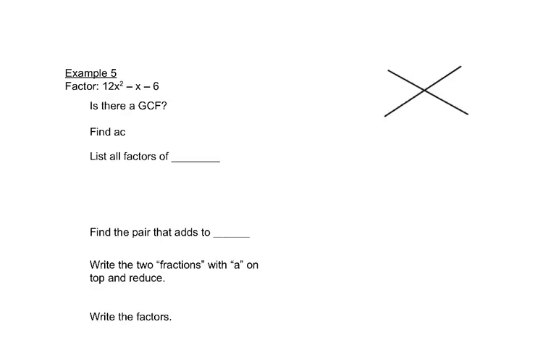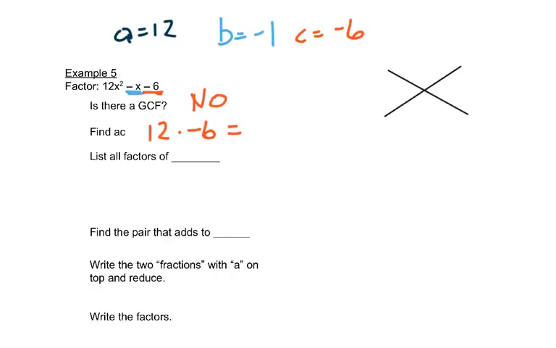Now this is already in standard form. We can see that a is 12. It's in front of the x squared. b is a negative 1. And c is a negative 6. So there's not a greatest common factor between 12, negative 1, and negative 6. So we need to take a times c, so that's 12 times a negative 6, and we get negative 72. So we're going to multiply to get negative 72, and we're still trying to add to get the negative 1.